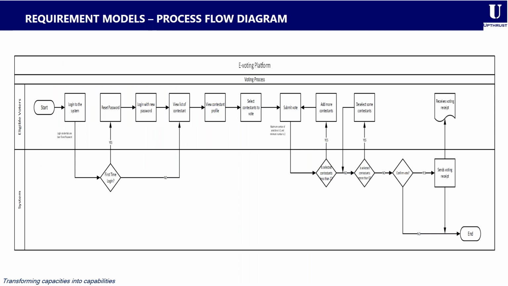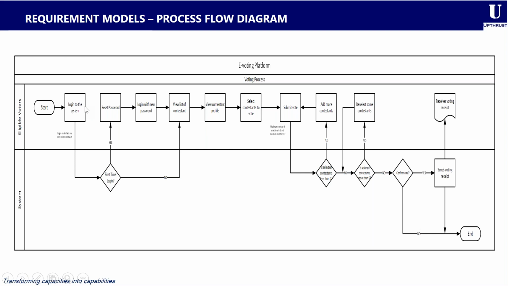So here is a typical example of a process flow diagram for an e-voting platform, showing how people actually cast their votes. We are using a horizontal swim lane, and we look at the various lanes, which have to do with the eligible voters and the system.